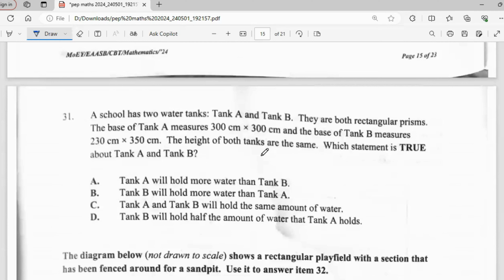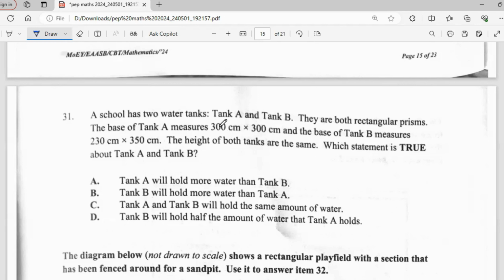This is also a repeated question. A school has two water tanks, tank A and tank B. They're both rectangular prisms. The base of tank A measures 300 centimeters times 300 centimeters, and the base of tank B measures 230 centimeters times 350 centimeters. The height of both tanks is the same. Which is true about tank A and tank B?